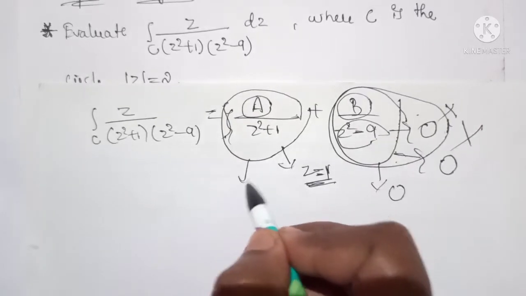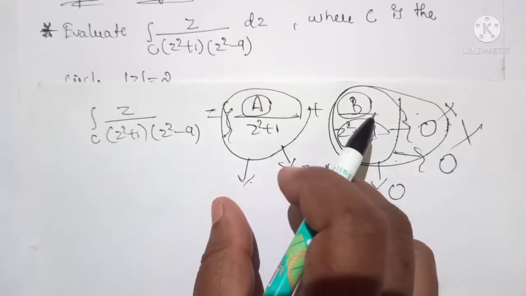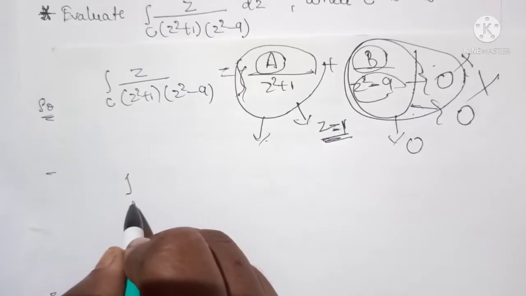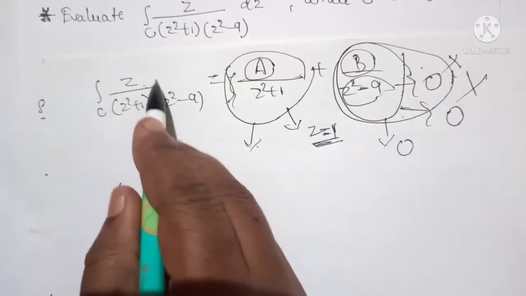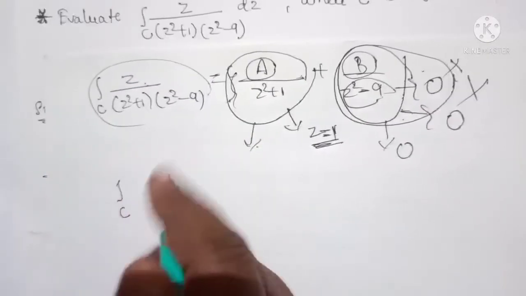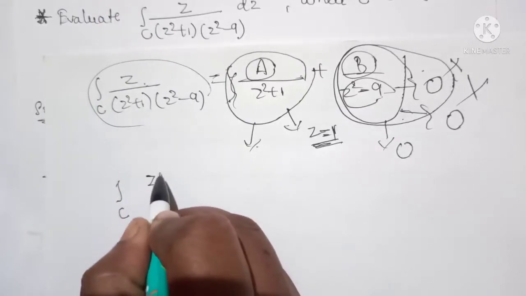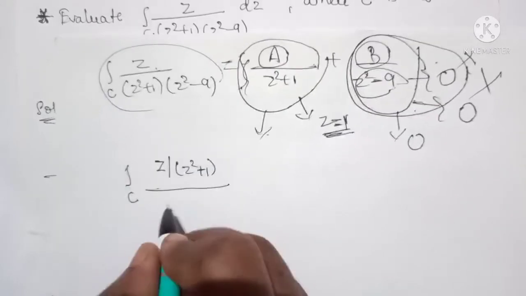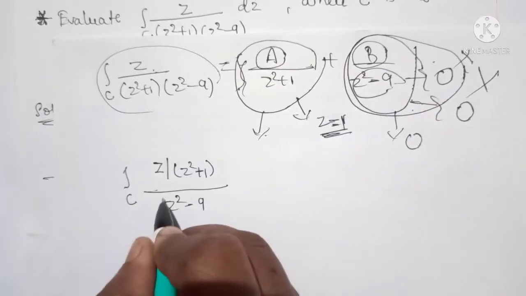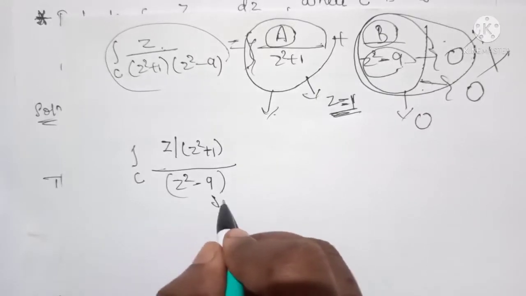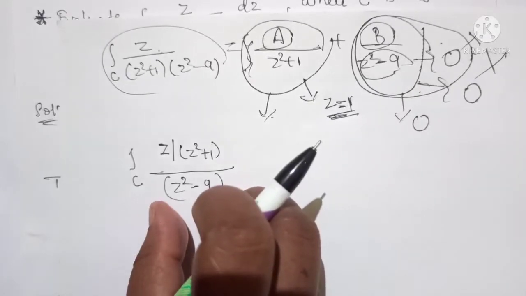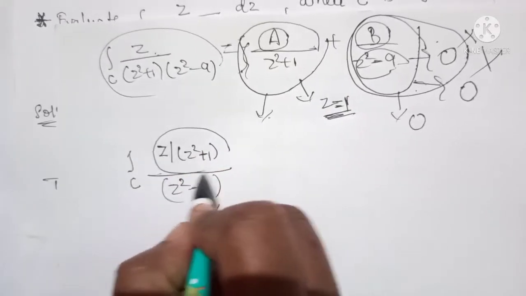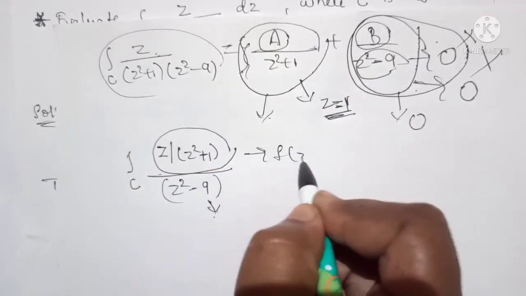So we need to simplify only the first integral. Therefore, we write the given integral as z divided by (z square plus 1) whole divided by (z square minus 9). Now you can observe that the denominator becomes only the first, that is the second factor. So this whole term we treat as f of z.